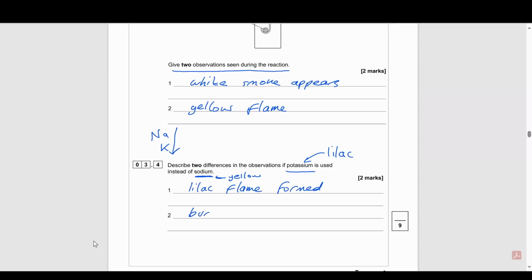Remember that the reason why there's going to be a greater reaction for potassium is because it's a larger atom, so the outer shell is further away from the nucleus, so that means that there's more shielding and there's less attraction of the outer shell electron to the nucleus of the atom, which is positive.